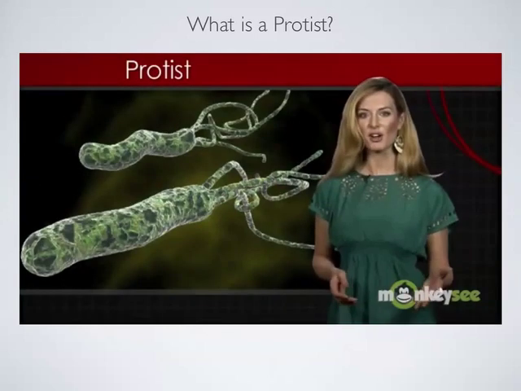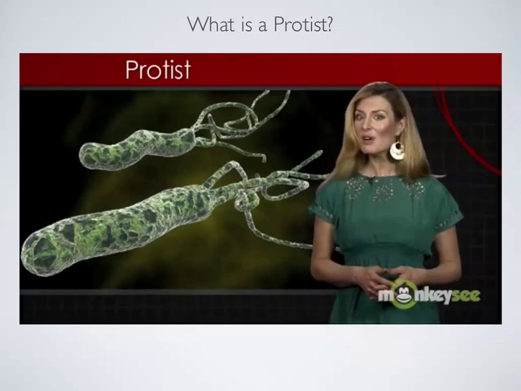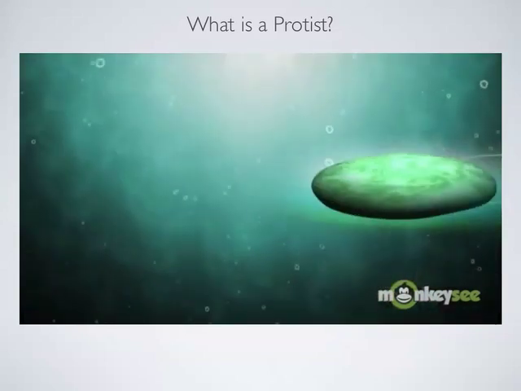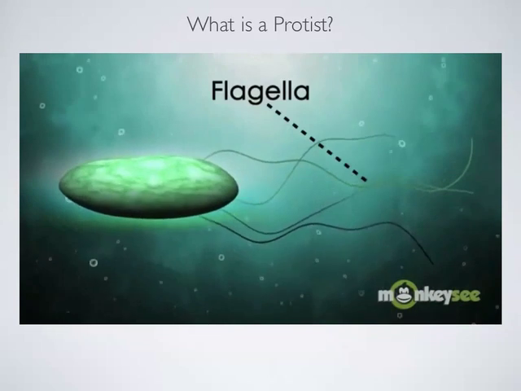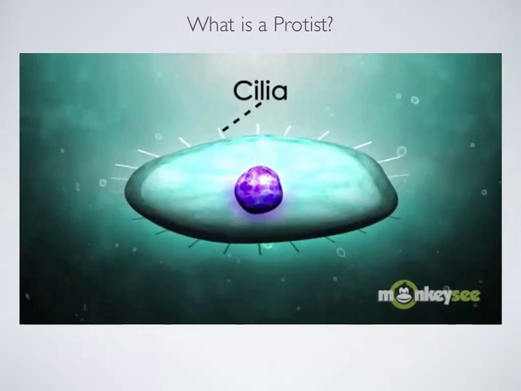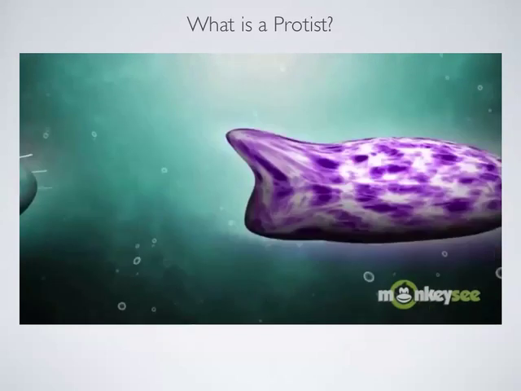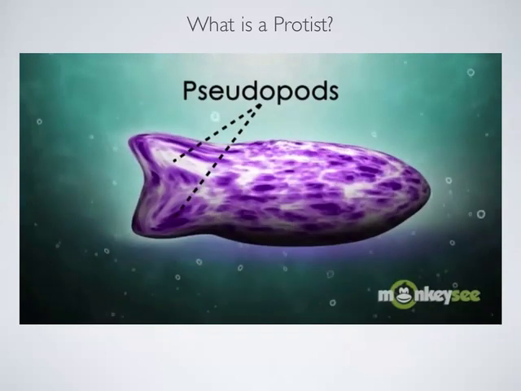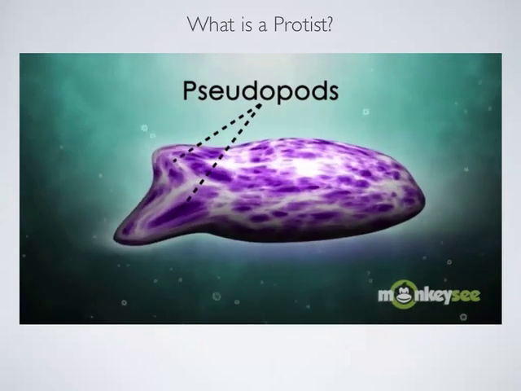Most protists live in water, or very wet environments, and most are able to move. Some swim via whip-like projections called flagella. Some glide using hair-like extensions called cilia, and some pull themselves along using pseudopods, false feet made of cytoplasm.